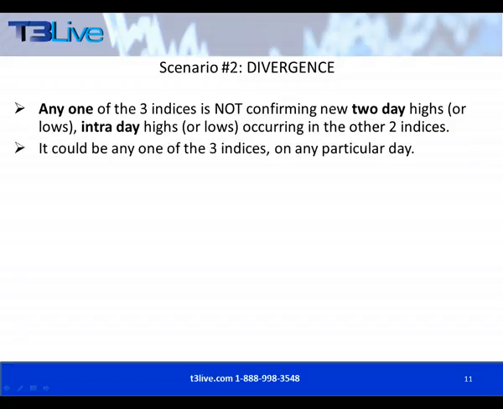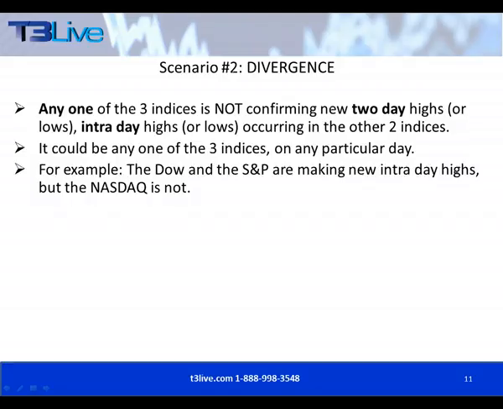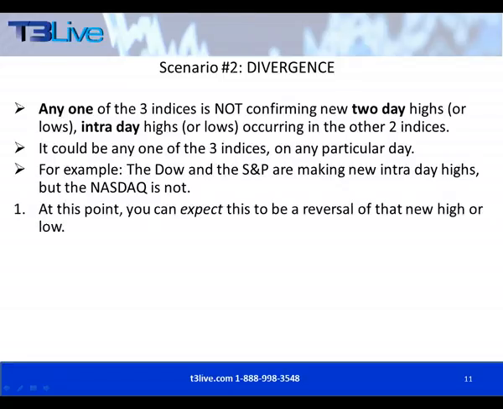All right. Now, for example, the Dow and the S&P making new highs today, but the Nasdaq's not even close. In that particular case, what do you have? You have a sell divergence. New highs for two of them, the third one's not. We label that as a sell divergence. Now, this is a pretty bold statement here. At this point, you can expect this to be a reversal of that new high or new low.